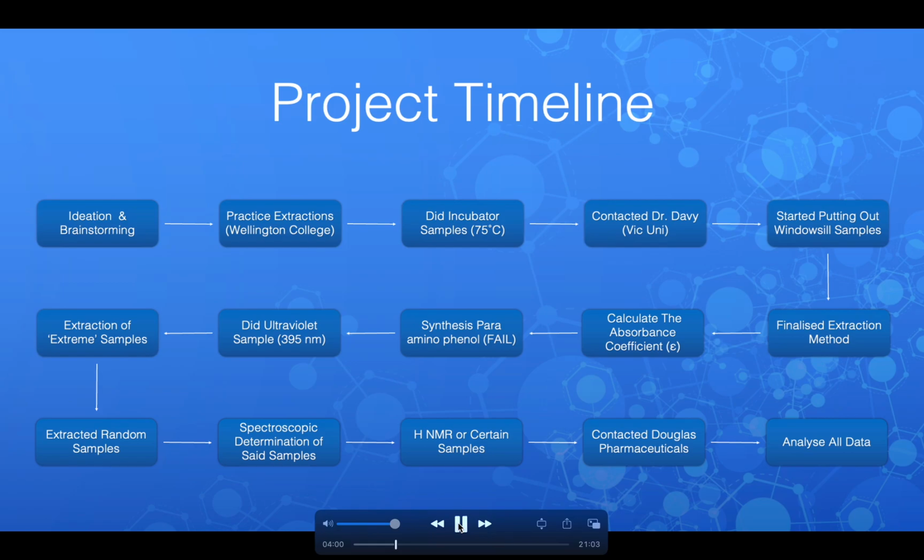I ran pure paracetamol samples from the labs through a UV-Vis spectrophotometer, which I used to calculate the molar absorption coefficient in Beer-Lambert's law, which is a formula that explains the relationship between concentration and absorptivity. Then I attempted to synthesize my own para-aminophenol to compare the decomposition products in the filter cake too. But this was ultimately a failure, but thankfully we did find some para-aminophenol in the university storage.